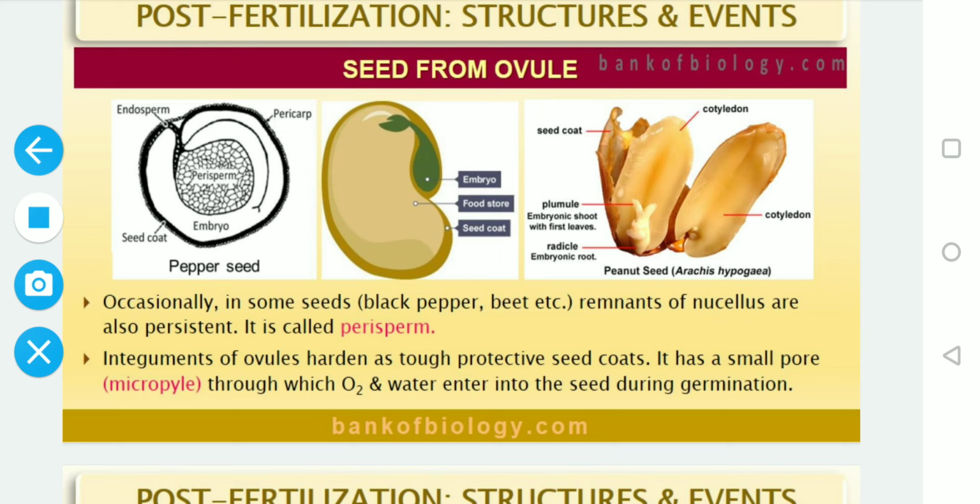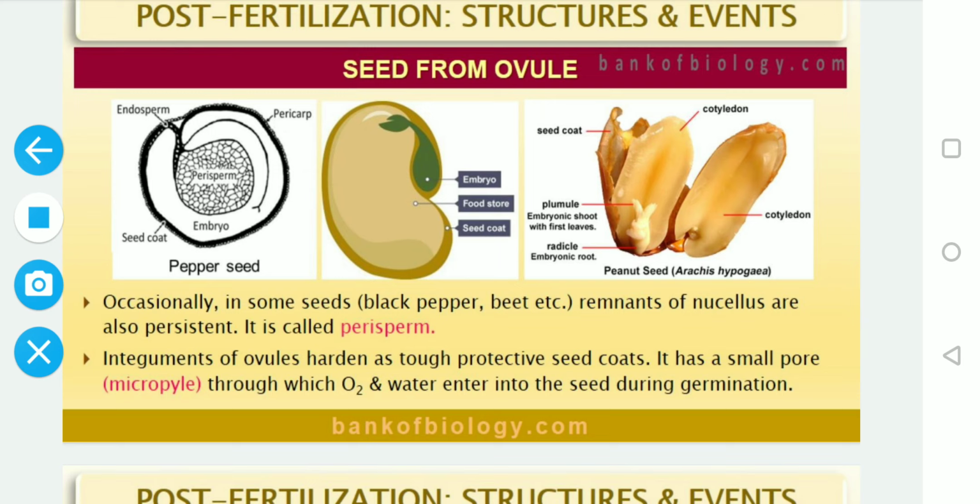Actually, the nucellus is a nutritive tissue before fertilization, present in the ovules, right? But it is not completely utilized. A part of the nucellus is retained even after development. That structure is nothing but the perisperm. The remnants of the nucellus are persistent, or we can say the persistent nucellus is called perisperm. Got it? Yeah. Then the integuments.